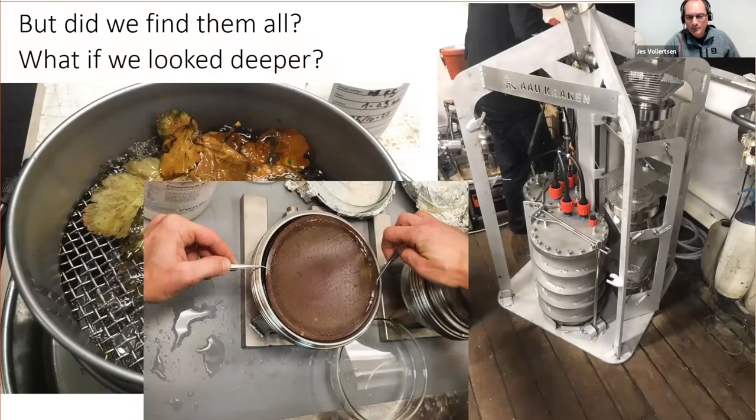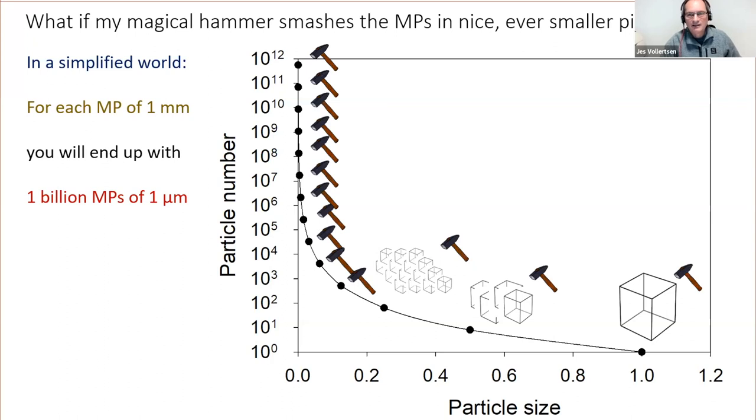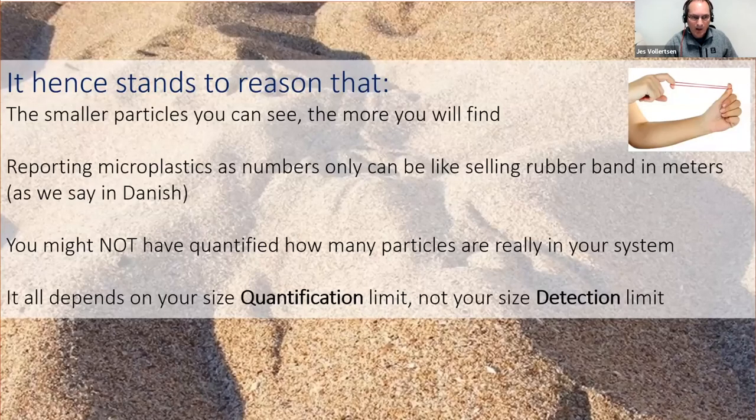What if they looked a bit deeper with a finer filter? Did they then find more? Oh yes, they will, because just think about the geometry of the game, as I also talked about earlier. If you give your plastic particle one with your magical hammer, you create many particles. So if you crash a 1 millimeter particle and make 1 micrometer particles out of it, you have a billion microplastic particles. So of course there are many more small particles than big particles. Hence, the smaller particles you are able to see or quantify, the more you'll find.